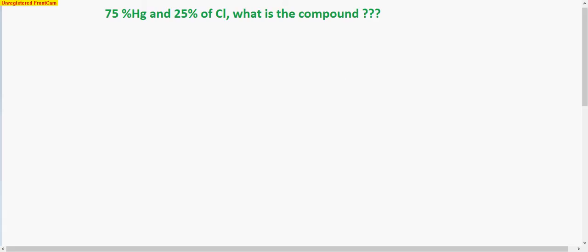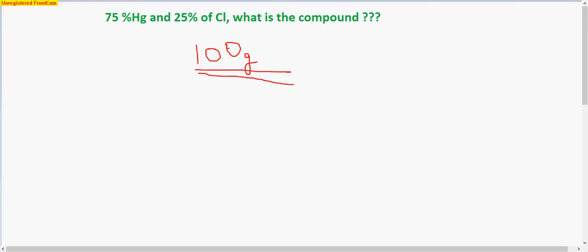Okay, how to do such problems? First, since it's given in percentage, even if we assume some number of grams, all the assumptions will have the same proportion of Hg and chlorine, otherwise it wouldn't be a compound actually. So let's assume that the compound is 100 grams in total.